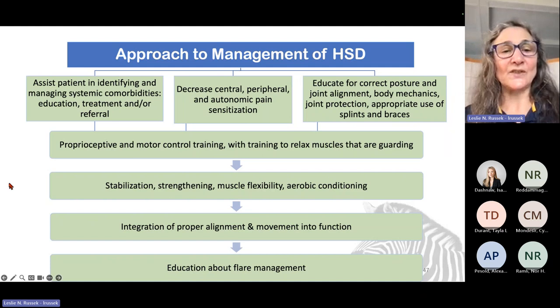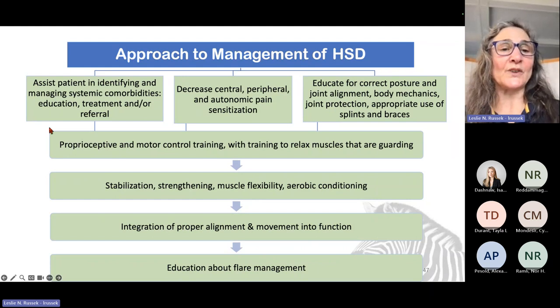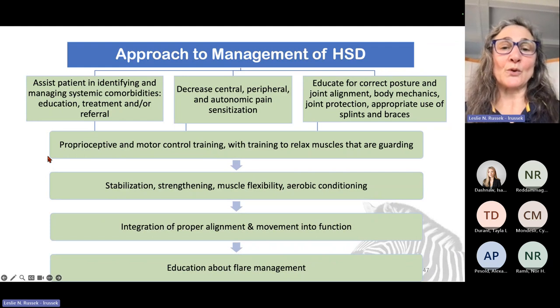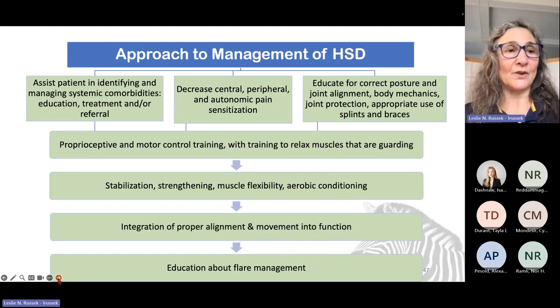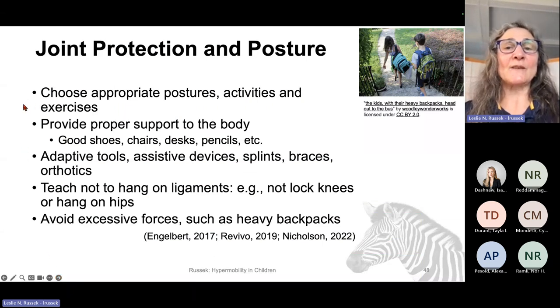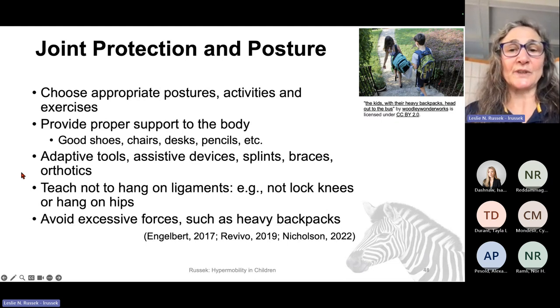When PT fails these kids, it's because it jumps straight into the stabilization without stabilizing them as people first, and without making sure they have the necessary proprioception and motor control to do the exercises correctly. So joint protection and posture, helping them to choose appropriate postures and activities, giving them good support, so good shoes, chairs, desks, pencils. Sometimes adaptive tools can be helpful, and splints and braces.